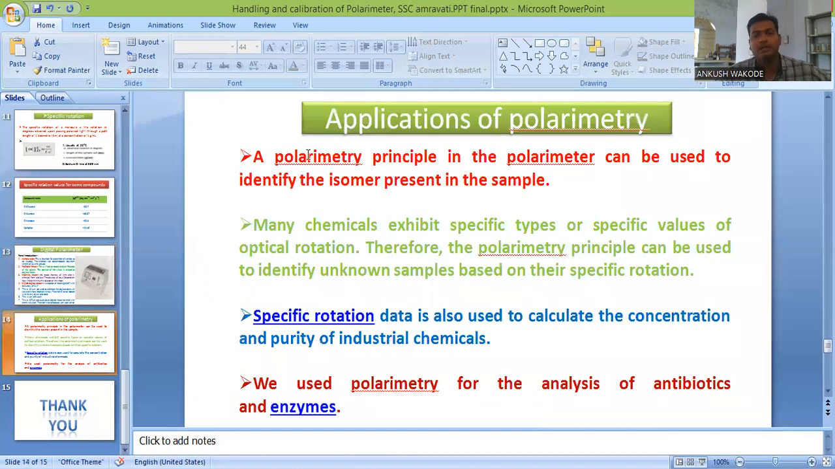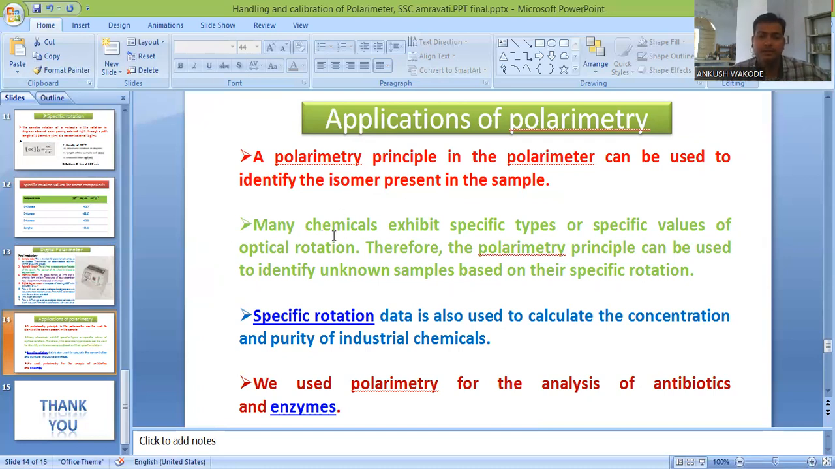Now next are the applications of polarimetry. It has a lot of applications. It is a very important technique and is used in medicinal science also. The polarimetric principle is that the polarimeter can be used to identify the isomers present in the sample. We can identify whether it is an L form or D form.